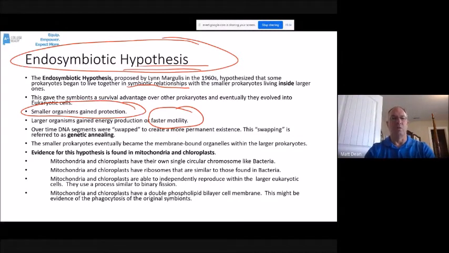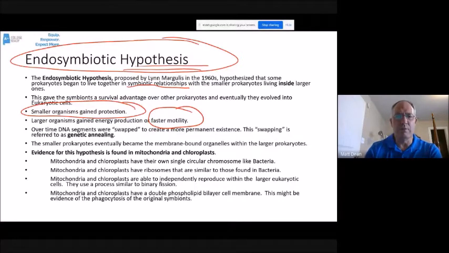Yes. So the smaller prokaryotes eventually became the membrane-bound organelles living inside the larger prokaryotes. And this, in turn, developed into the eukaryotic cell. So even though we can't test it, there's some evidence that backs up this hypothesis. And oftentimes we talk about this evidence in terms of the mitochondria and chloroplast.